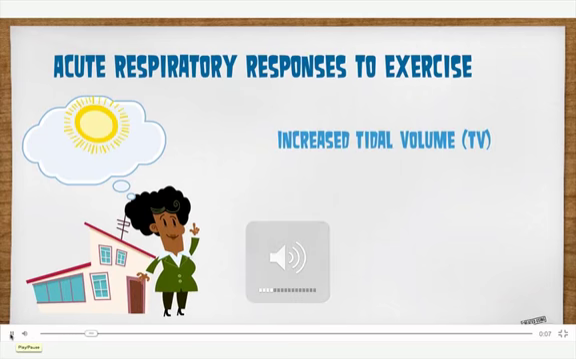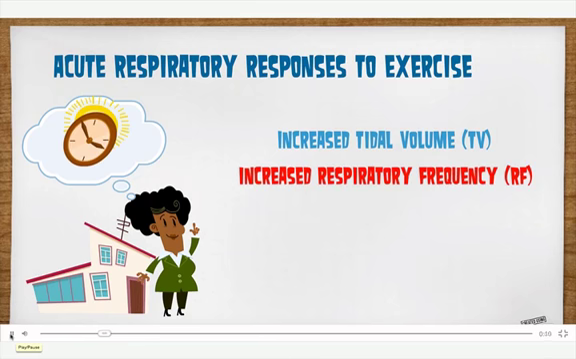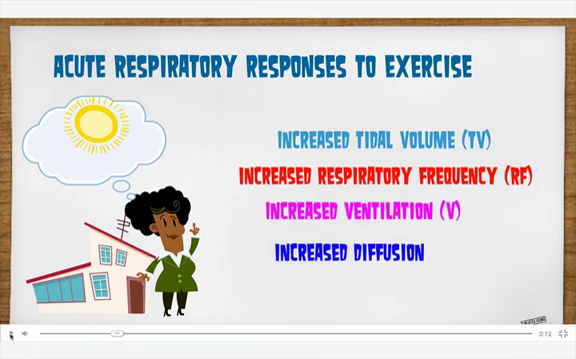Okay, there are 4 acute respiratory responses to exercise. So these can be your headings: increased tidal volume, increased respiratory frequency, increased ventilation, and increased diffusion. Let's look a bit more deeply into all of these.